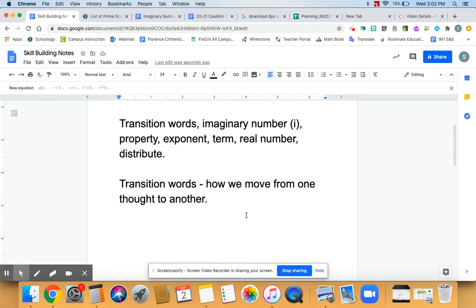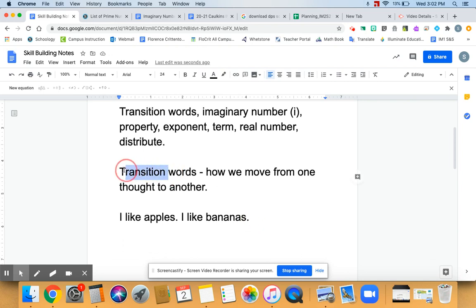So if I'm thinking of, like, I like apples, I like bananas. These 2 sentences could become one sentence if I used a transition word. So one idea of a transition word would be and. And is a way we transition from thoughts. So I could say, I like apples and I like bananas. Or I could just say, and bananas. So what transition words do is they let you combine thoughts together into one sentence and make more unique sentences.